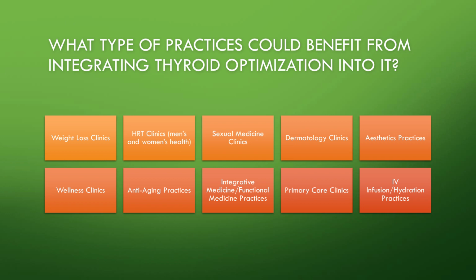Treat the underlying issue. Hormone replacement therapy clinics, men's and women's health. Sure, if you are optimizing someone's testosterone, estrogen, progesterone, whatever it may be, the thyroid is also something that you can optimize in addition to those other services. It's a piece of cake, guys. It's not that difficult. Sexual medicine clinics, dermatology clinics, it does improve skin quality. Aesthetics practices, obviously, again, improves skin, hair, nail quality. Wellness clinics, anti-aging practices, obviously integrative medicine, functional medicine practices.